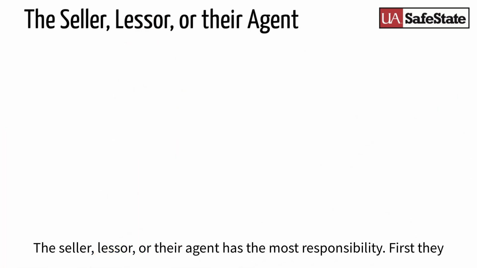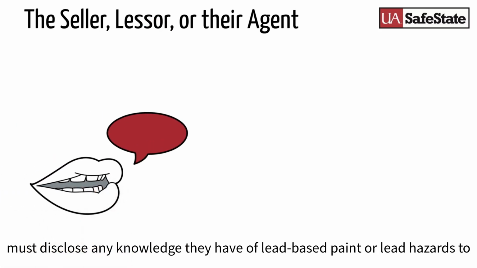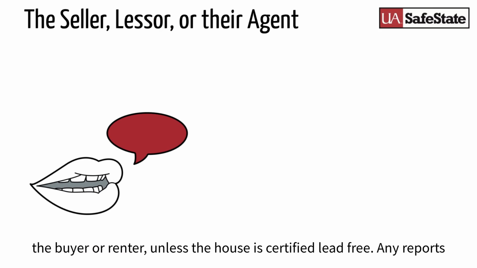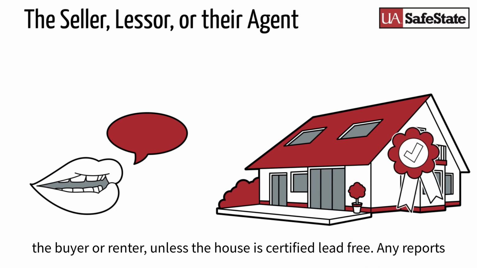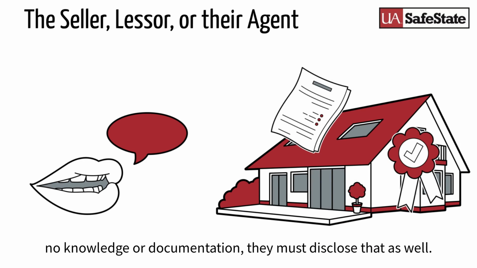The seller, lessor, or their agent has the most responsibility. First, they must disclose any knowledge they have of lead-based paint or lead hazards to the buyer or renter, unless the house is certified lead-free. Any reports regarding lead hazards in the housing must also be shared. If the seller has no knowledge or documentation, they must disclose that as well.